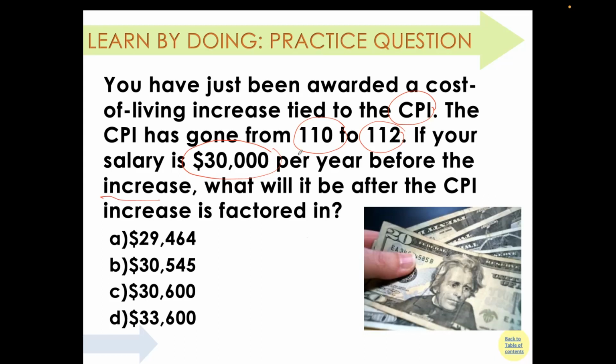What this means is that your salary is going to increase with CPI. Or in other words, to be precise, your salary is going to be 30,000 times 112 divided by 110. Okay. The answer is B.